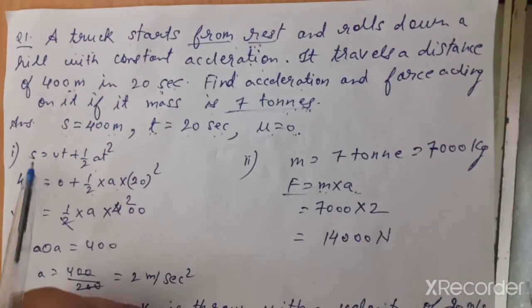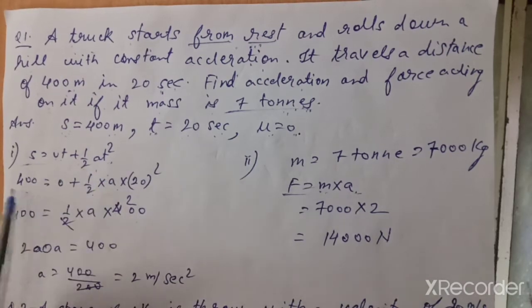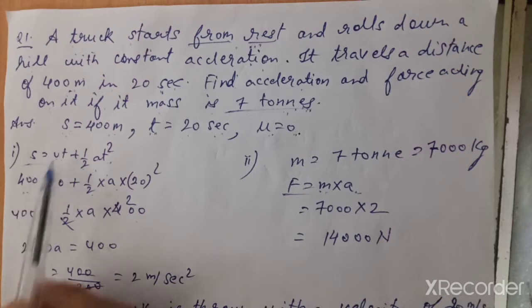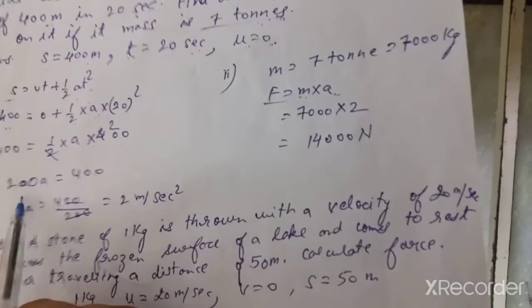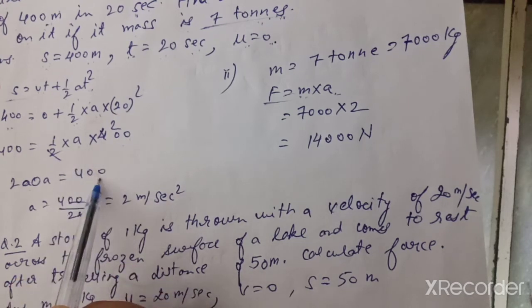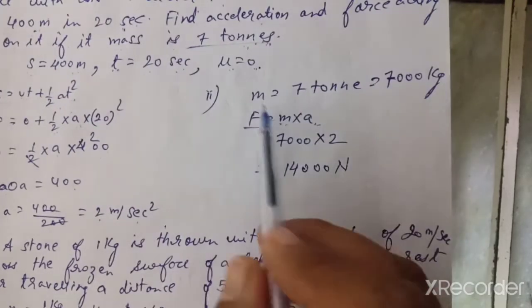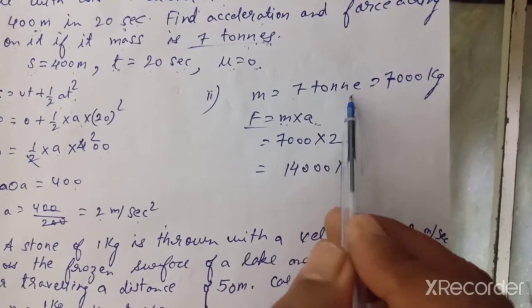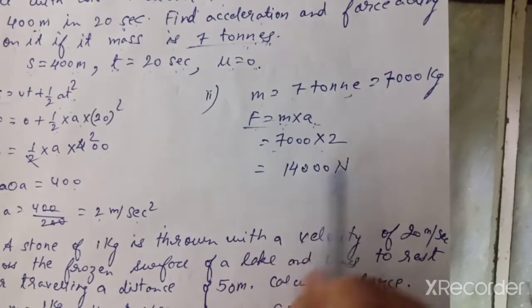To find the acceleration we are using the second equation, s equal to ut plus half at square. When you substitute the values, s is 400, this term will be 0, half into a into 20 square, that will be 400. On solving you will get 200a. From here we are getting 200a equal to 400, so you will get a equal to 2 meter per second square. Now the mass of 7 ton, multiplied by 1000, you will get 7000, and F equal to m into a. Substituting the values you will get 14,000 Newton.